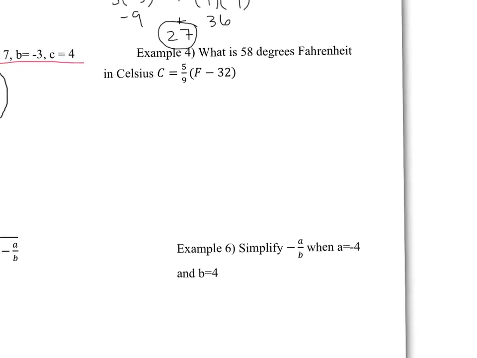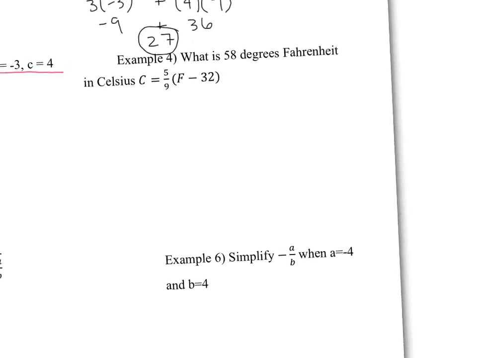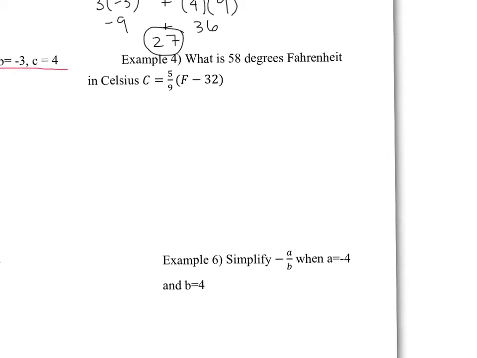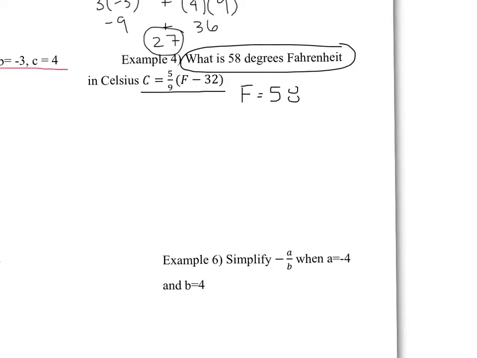So example 4, it says, what is 58 degrees Fahrenheit in Celsius if C equals 5/9 (F minus 32). So, in this instance, we're given a formula. We're answering the question, what is 58 degrees Fahrenheit given this formula? Now, usually you can assume that C is Celsius and F is Fahrenheit, so we know that F is going to equal 58. So our thing that we're substituting into our expression is 58.